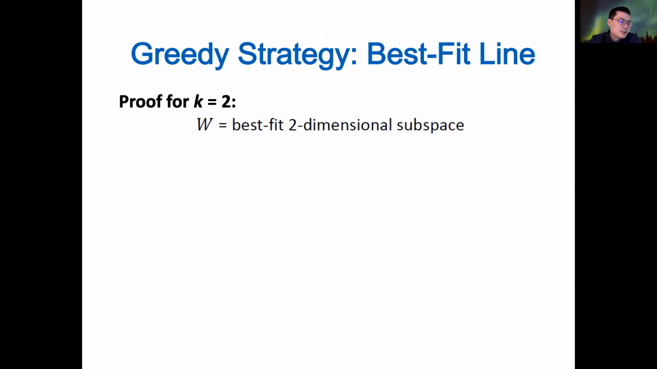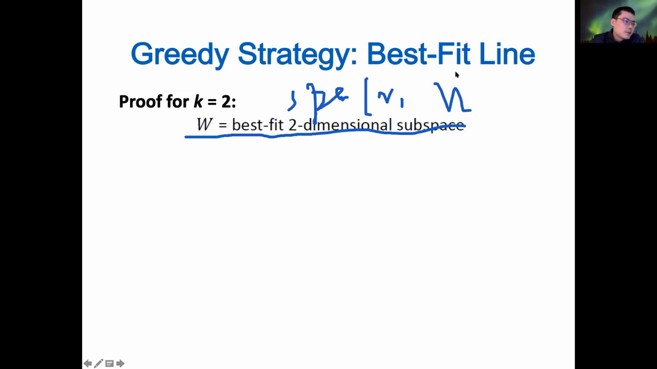So now we are saying, assume that you can find an even better one. Like W is the actual best fitting 2-dimensional subspace, not the one that we generate with V1, V2. We want to show this is impossible, and that the span of V1, V2 is going to be a better one.